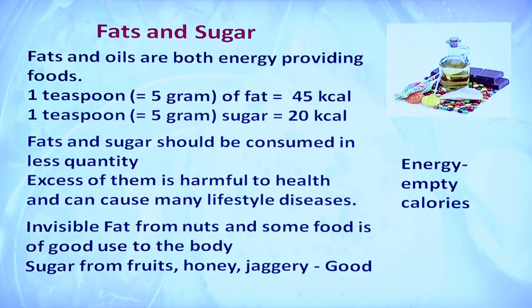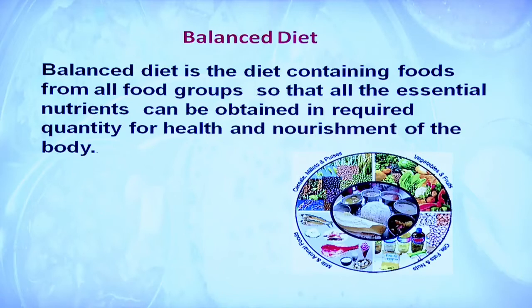So, now you have learned about the properties of different kinds of food groups. They are mainly 5 food groups. If you know this much, then it becomes easy to plan the diet. What is that? Balanced diet. Balanced diet is the diet containing foods from various food groups, or all the food groups, providing all the necessary nutrients required by the body.